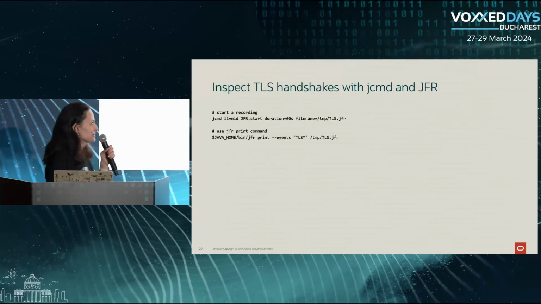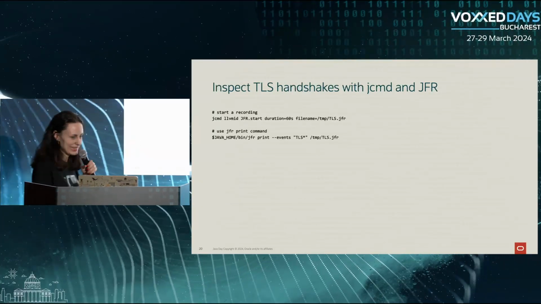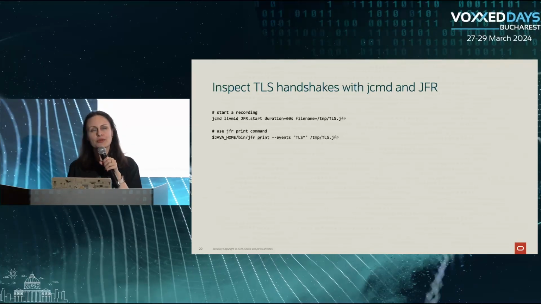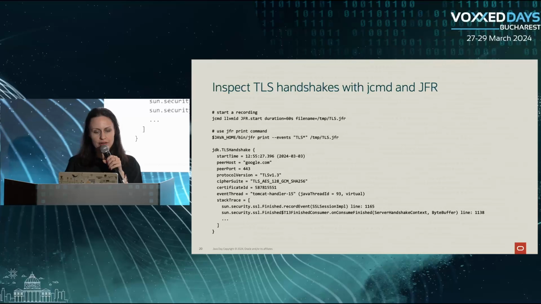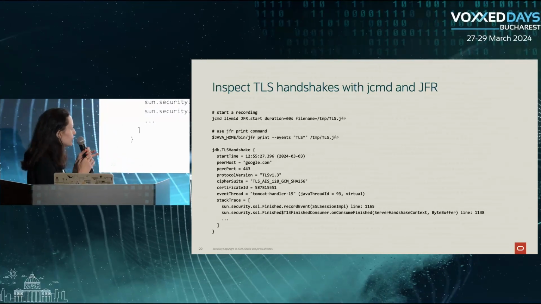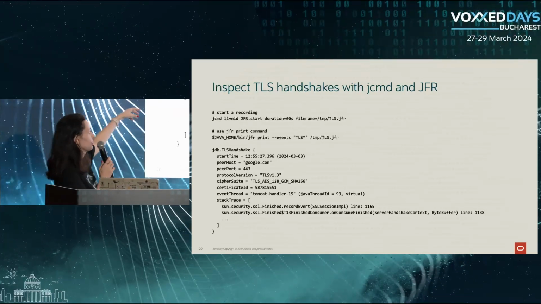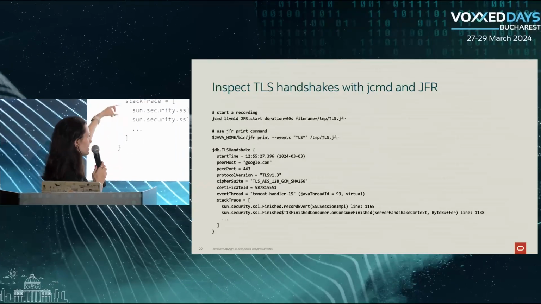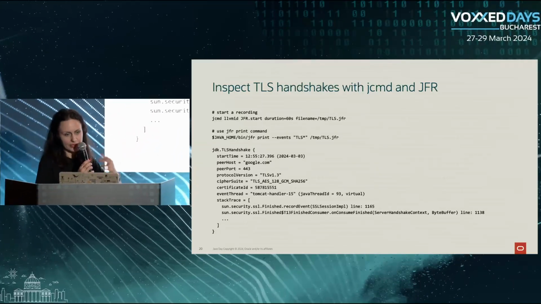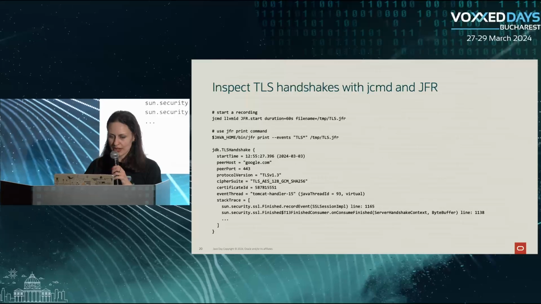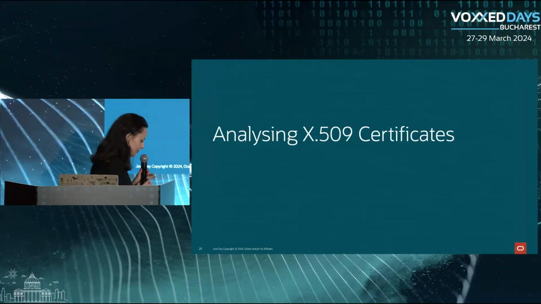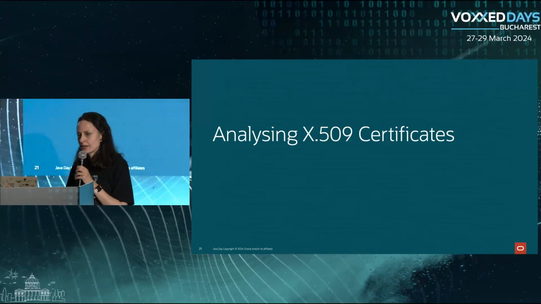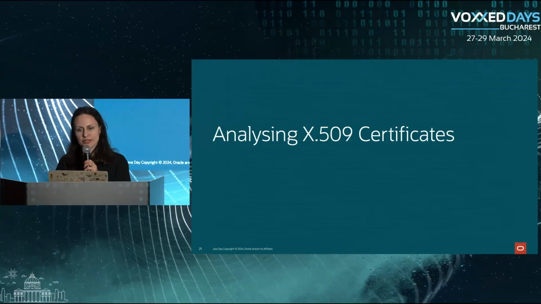So to recap a bit, this is pretty much what I did. Now I replaced the LLVM ID with the ID that I used in the JPS command. I used the print JFR command, and this is how it would look if we had used a server or something like this. You could see a peer host, a port, and not a localhost like in my case earlier, and some stack trace there. So that's for the TLS handshake, but let's see what we have for the X509 certificates.